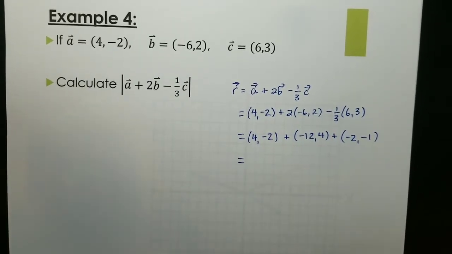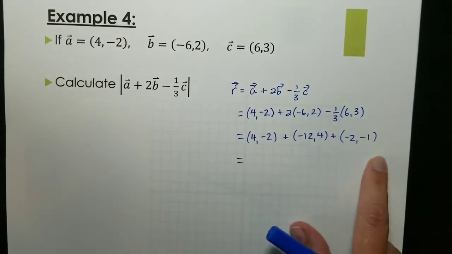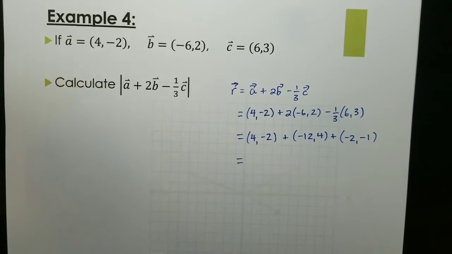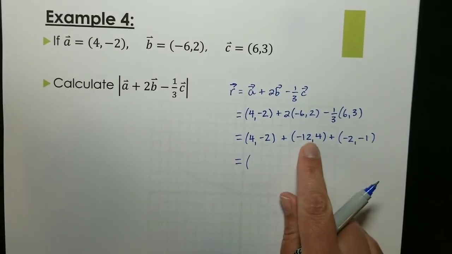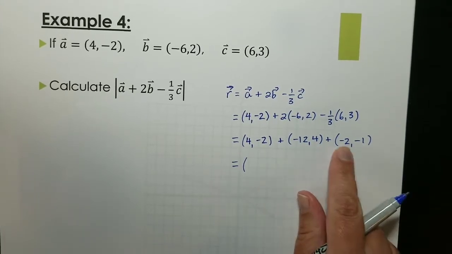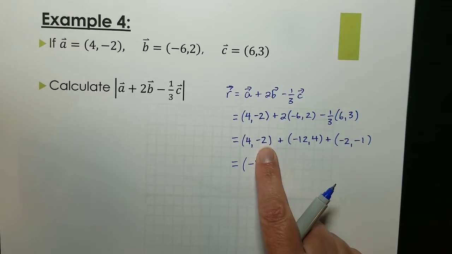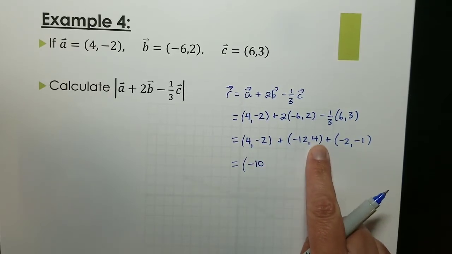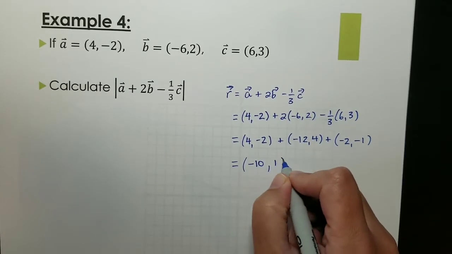So remember, when we're adding vectors, we can just add the x components and add the y components. If we're in R3, then we have to also add the z components. So here I get 4 plus -12 is -8. Minus 2 more is -10, and then I'm at -2 plus 4 is 2 minus 1 is 1.